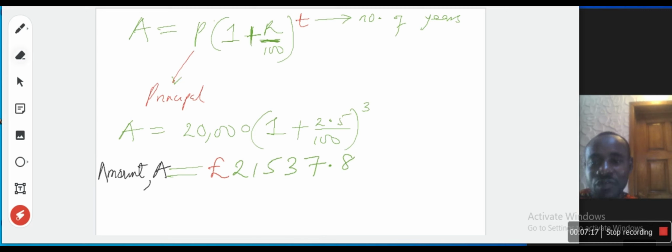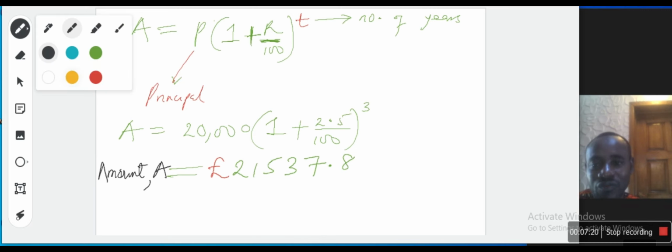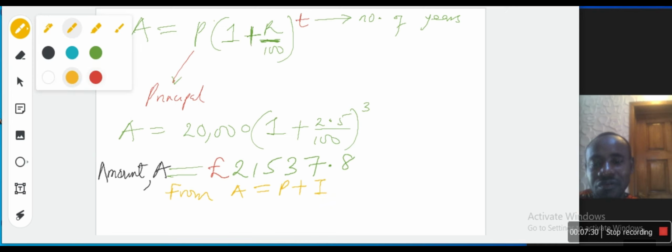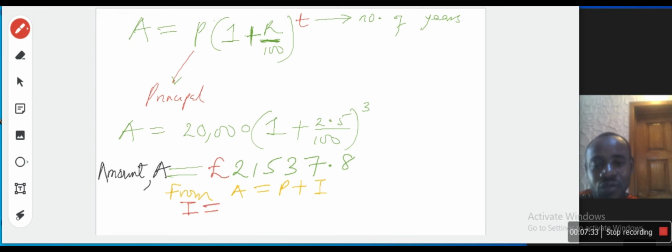So from A, which is P plus I, we get I equals A minus P. So it's like asking what was actually the real profit this guy made from the investment. What was the real profit he made? What was his actual interest? To get that, we just simply do amount minus P.